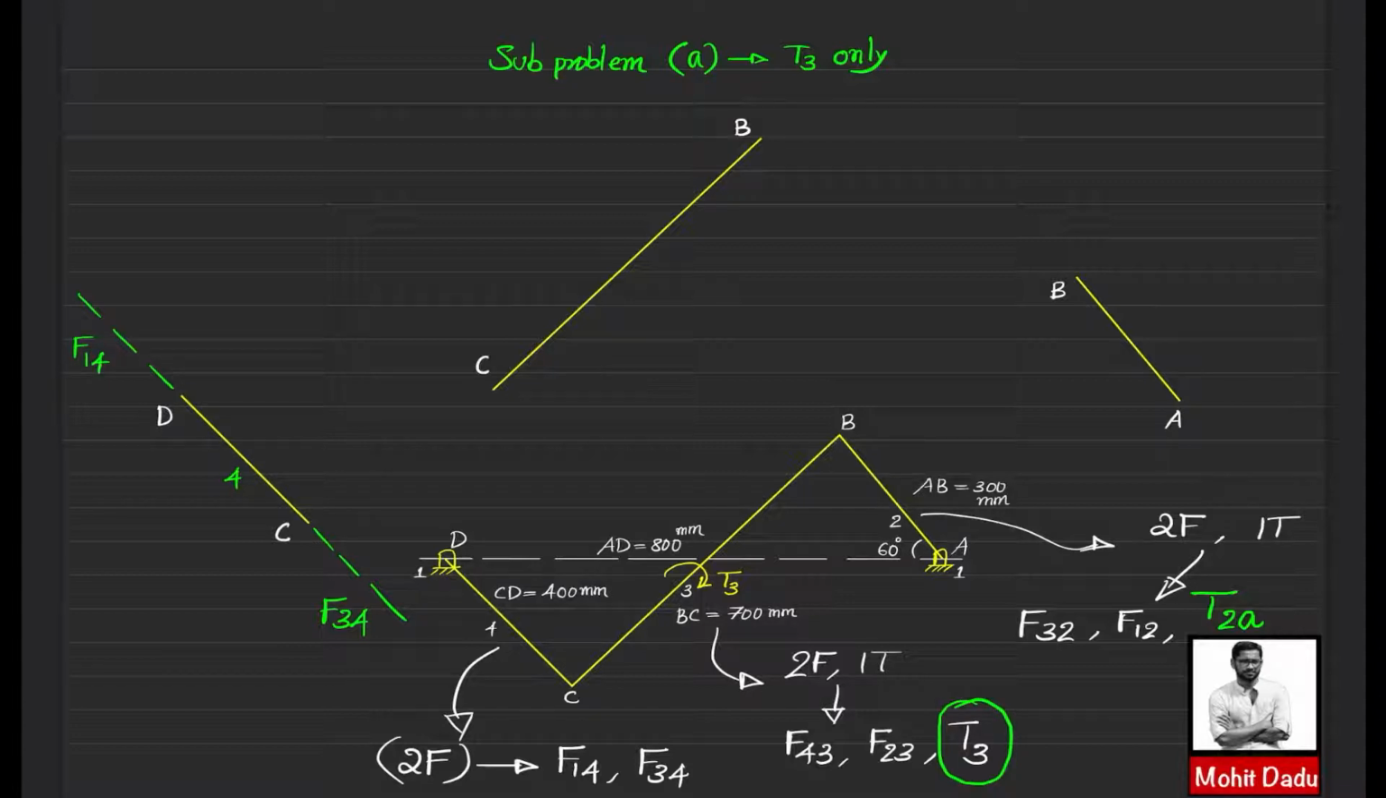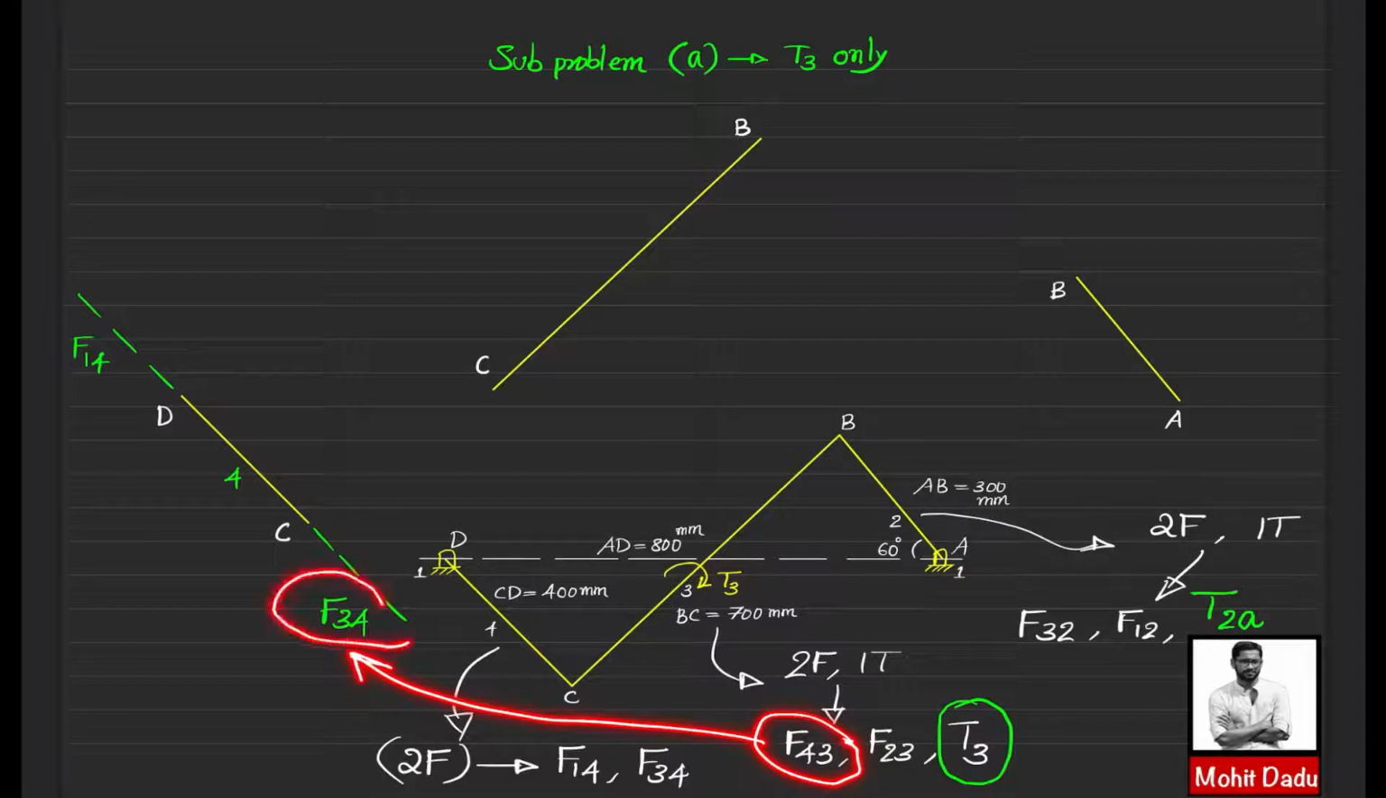And next link 3, that means link BC, is a 2 force and 1 torque member. Those 2 forces and 1 torque are this one, and you are knowing the equilibrium conditions. Those two forces should act in a parallel direction but in the opposite sense, and their magnitude should be the same. So those two forces are F43, and you are knowing that this F43 is like action and reaction with respect to F34. So the direction of F34 should be the same as the direction of this F43.